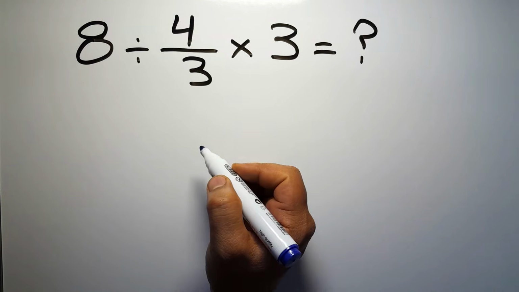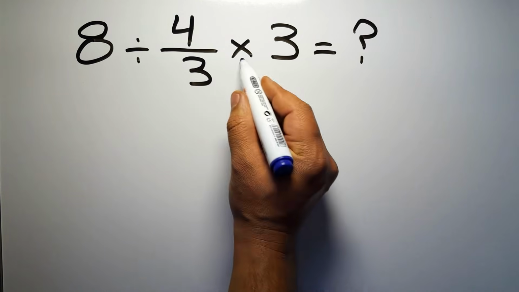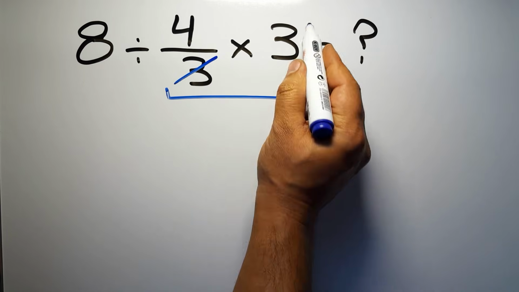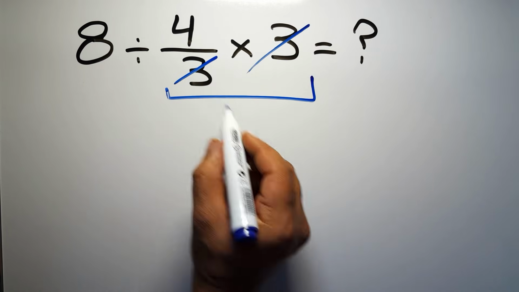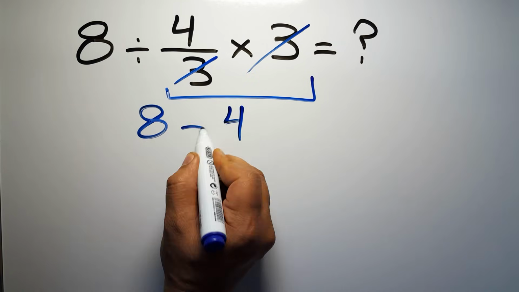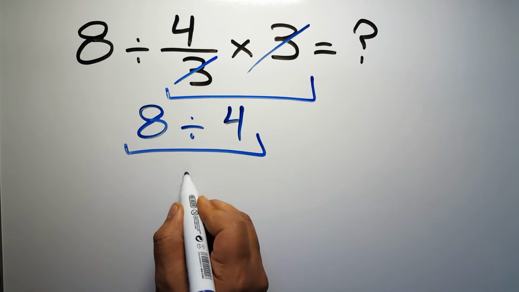First, we do this multiplication. 4 over 3 times 3. We can easily cancel this 3 and this 3. So here we have just 4. And 8 divided by 4 equals 2.